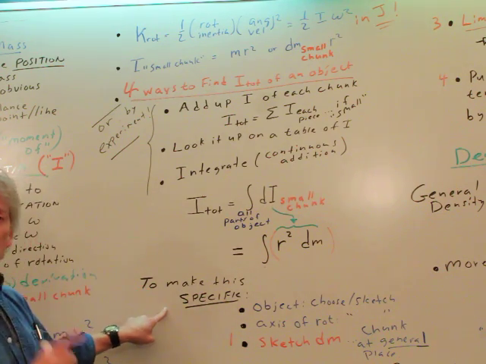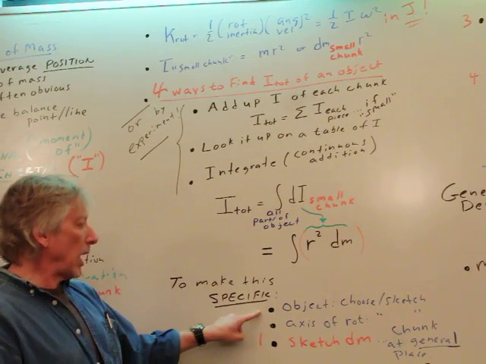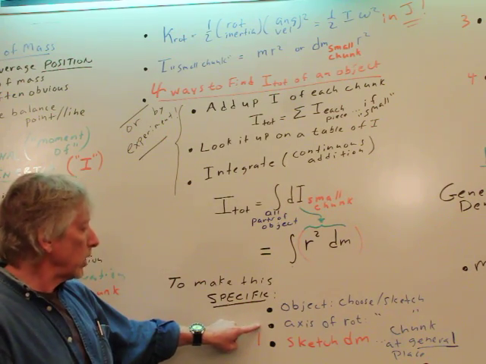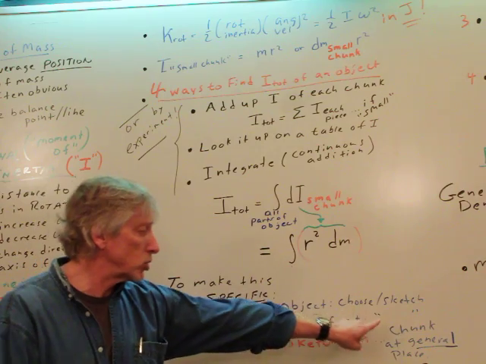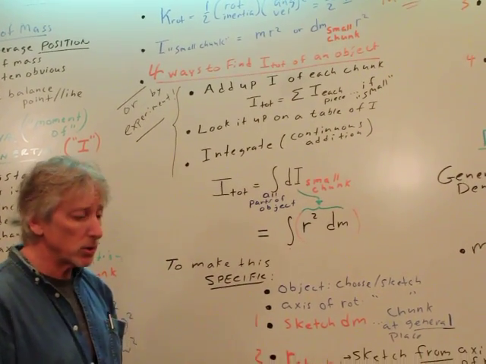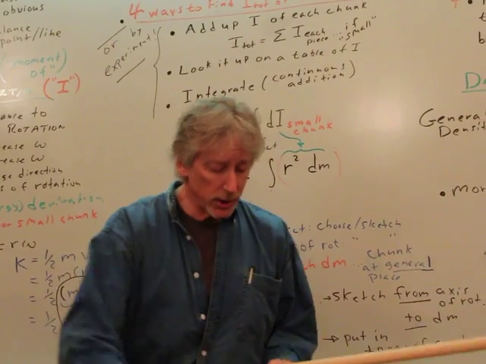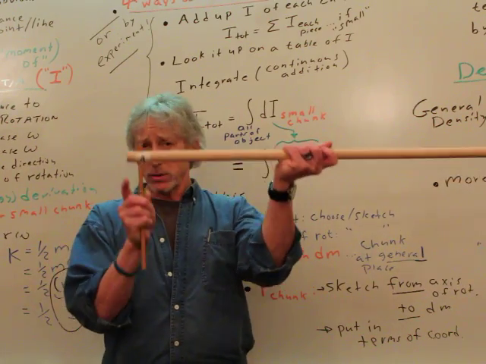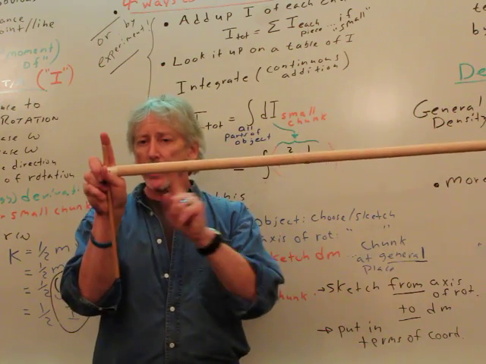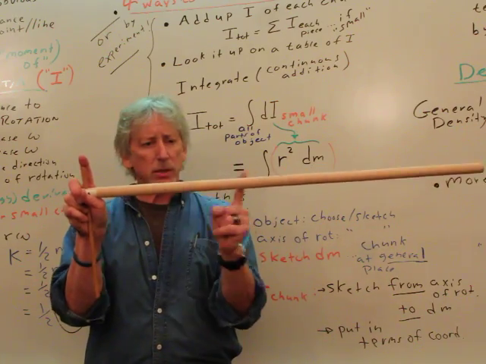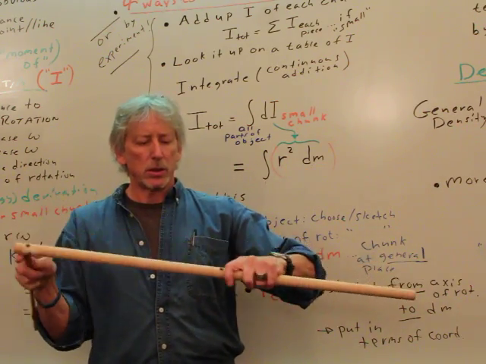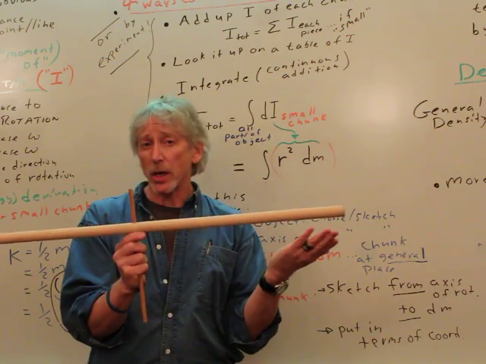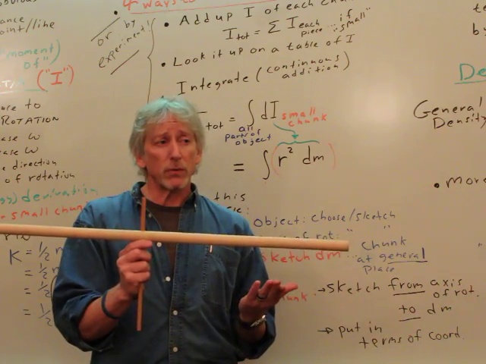So to make it specific, you've got to do a few steps. Obviously, you've got to choose your object and sketch it, right? You need to choose your axis of rotation and show it on your sketch, right? So that's very important. Is this your axis of rotation over here? Right? That rod would be your axis of rotation. Then R would be from each piece to that axis. Is this your axis of rotation? Then it's going to be a different answer. It's the same object, but you've got a different rotational inertia for different axes.